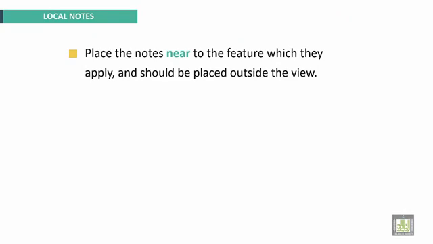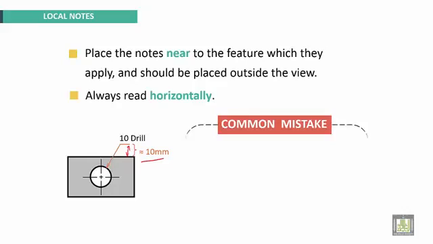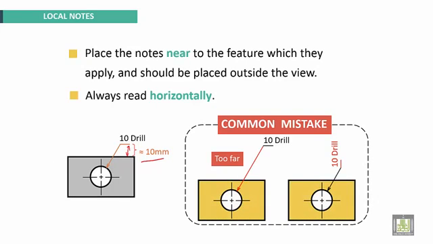Local notes. Place the notes near the feature to which they apply, and they should be placed outside the view. Always read them horizontally. One example here: this is a local note, 10 drill, and put a space here of about 10 millimeters. Common mistake: this is too far from the view. This one is not horizontal to be read. This is wrong.